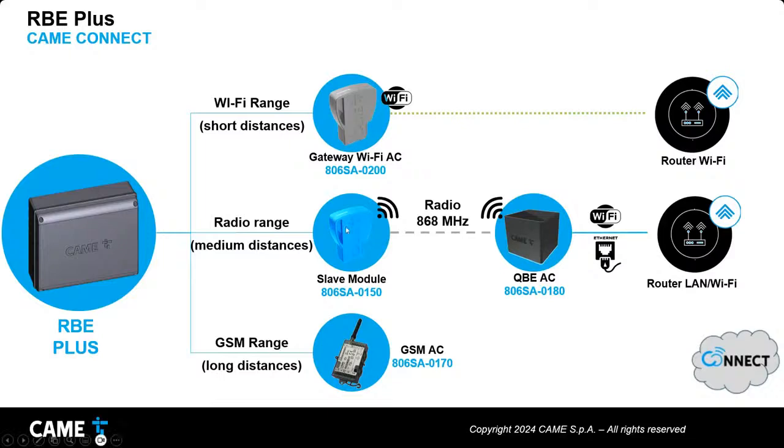So we need to use the slave module, which is the blue key, which works at 868 megahertz. It will be placed inside the RBE Plus. On the other side, we will have the QBE Quick and Easy access, which will work within the house and will be connected to the home router. If we do not need the access control solution, of course, we can go with the QBE automation.